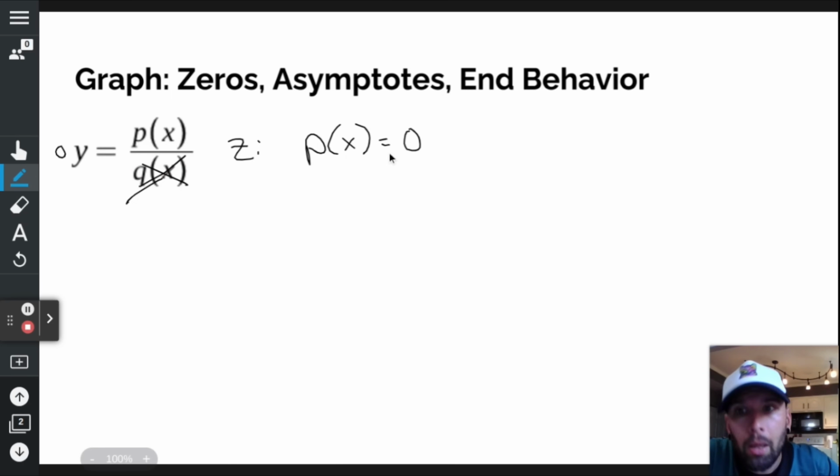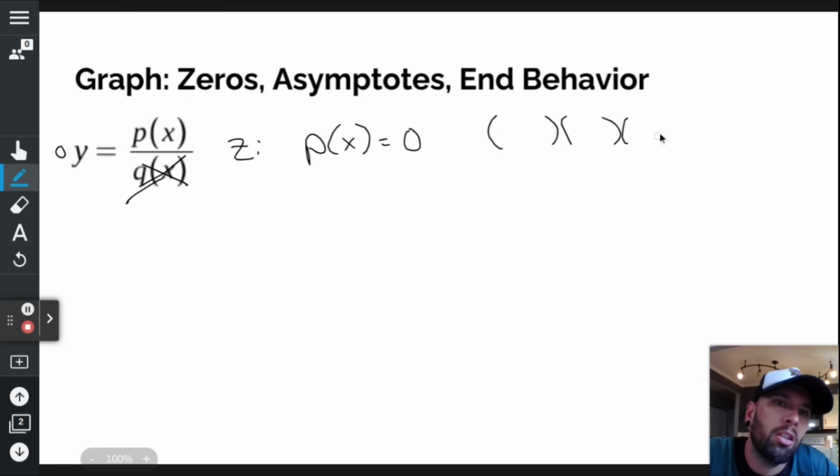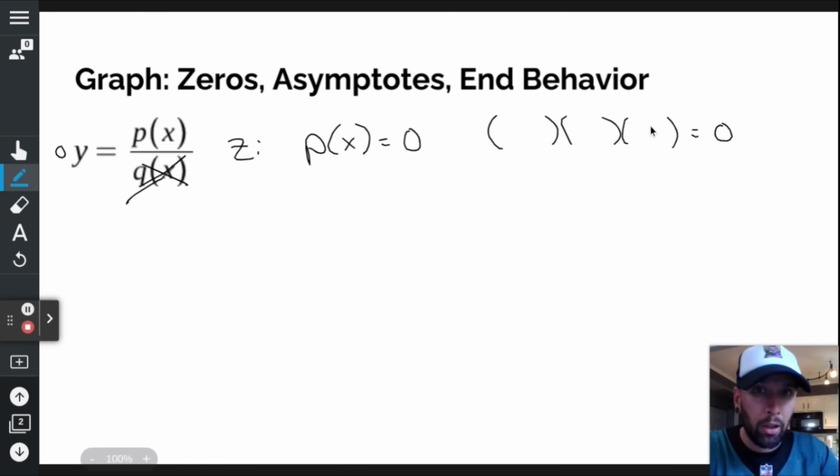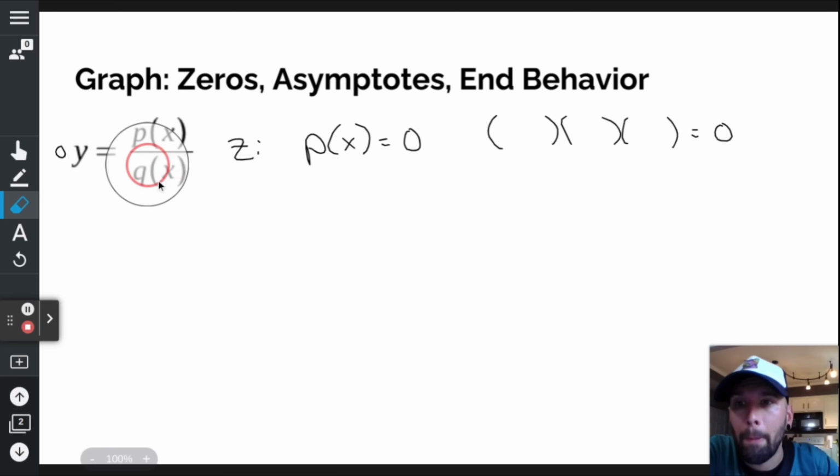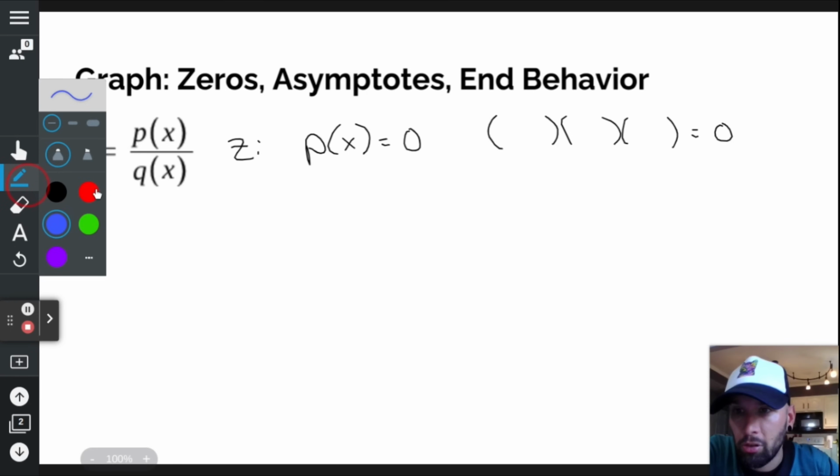So chances are the numerator is going to look like a polynomial, or maybe it already looks something like this, and you can do zero product property on it. So that's how you find the zeros. You look at the numerator, factor it if you must, and see if you could do zero product property to find out where your zeros exist. So that's zeros. What are asymptotes?